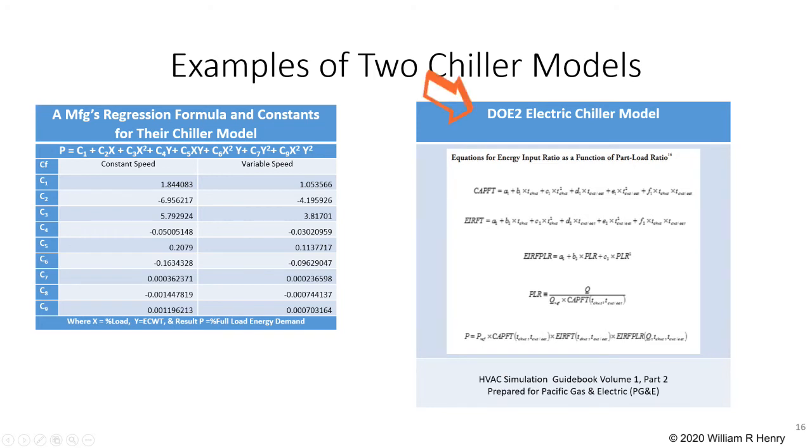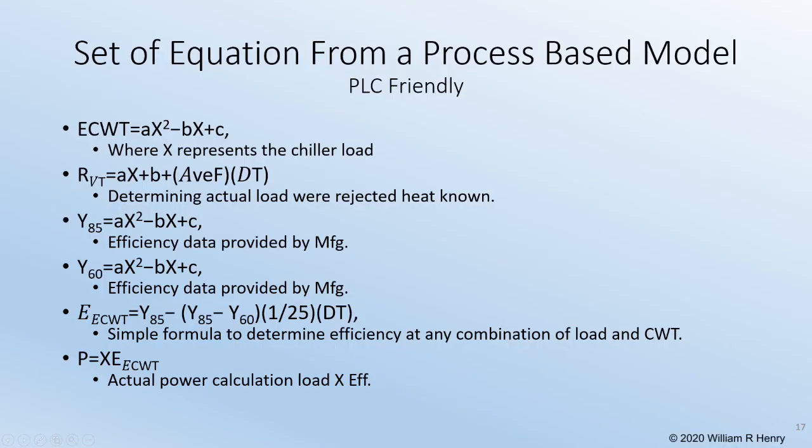The second model comes from the Department of Energy and is the one alluded to in the previous slide. It consists of 5 rather complicated equations. There are books written to describe how to use this DOE tool. One source, the HVAC Simulation Guidebook, is referenced on this slide. While these models work well for generic chillers, they are not so handy when applying to specific chillers with alternate conditions. My process-based chiller model provides a set of manageable equations for programming and control.